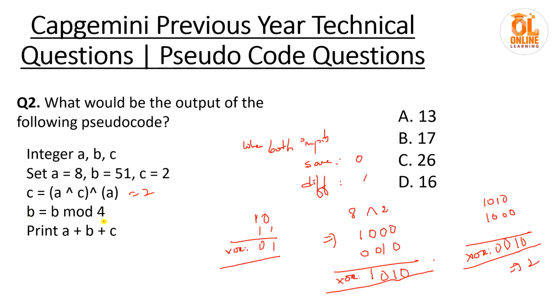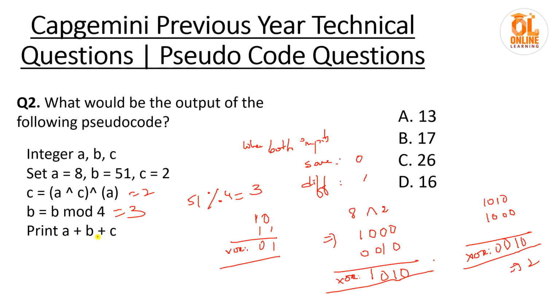B equal to B mod 4. B equal to B mod 4 means B is 51. 51 mod 4, that is the remainder on dividing by 4: 4 times 12 is 48, so the remaining is 3. So B equal to 3 will be stored in B.